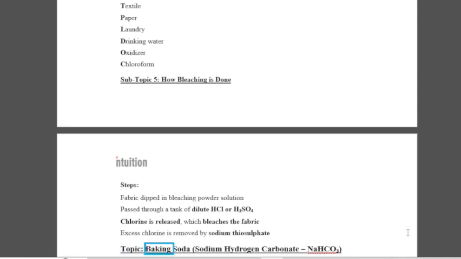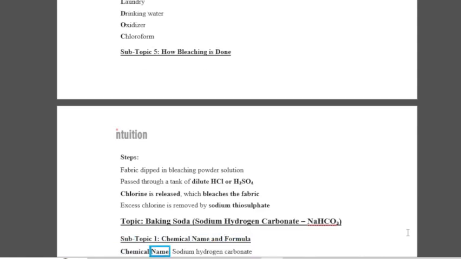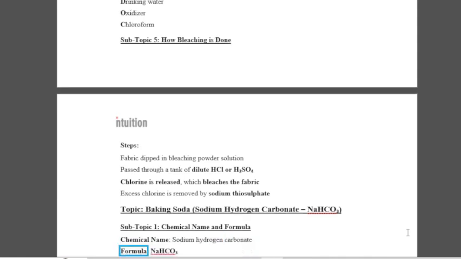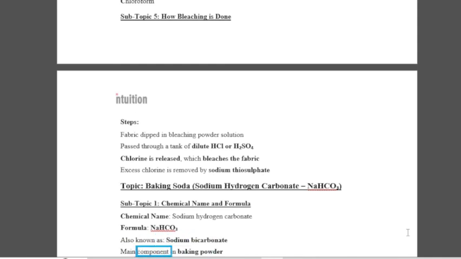Topic: baking soda. Sodium hydrogen carbonate, NaHCO3. Subtopic 1. Chemical name and formula. Chemical name: sodium hydrogen carbonate. Formula: NaHCO3, also known as sodium bicarbonate. Main component in baking powder.